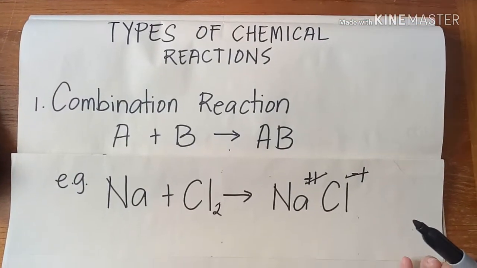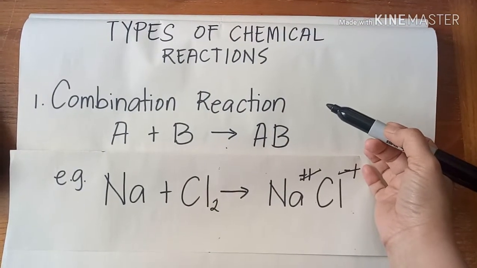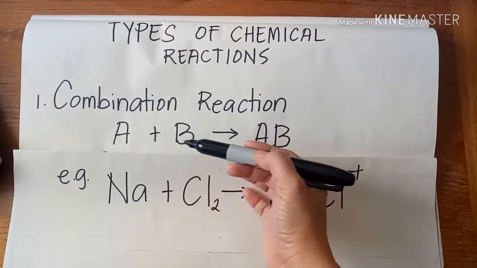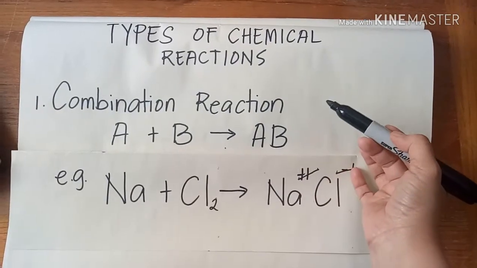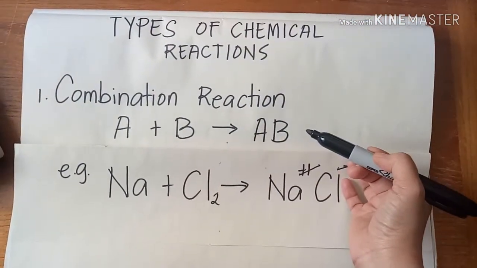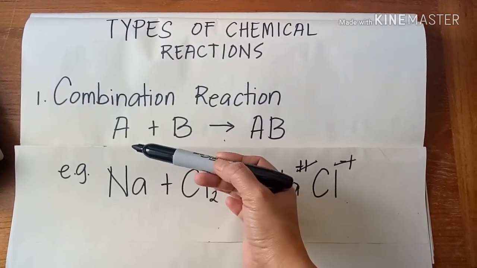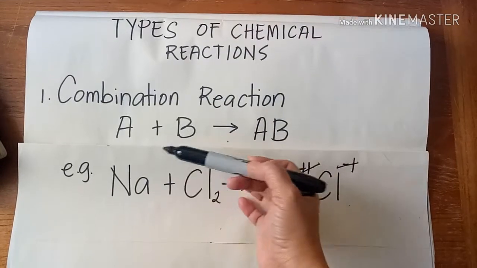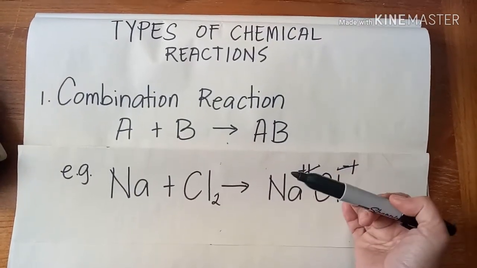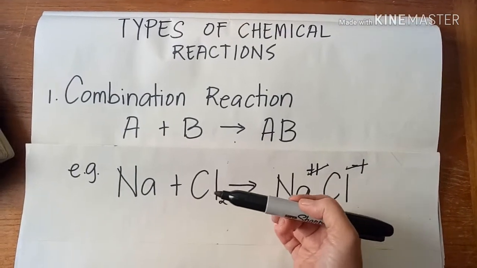Alright, so there are different types of chemical reactions. The first one is the combination reaction that has a general equation of A plus B yields AB. That means in a combination reaction, you are just combining reactants in order to form a product. So the reactants are A and B, and if we combine these two, AB will be our product, or the new substance.